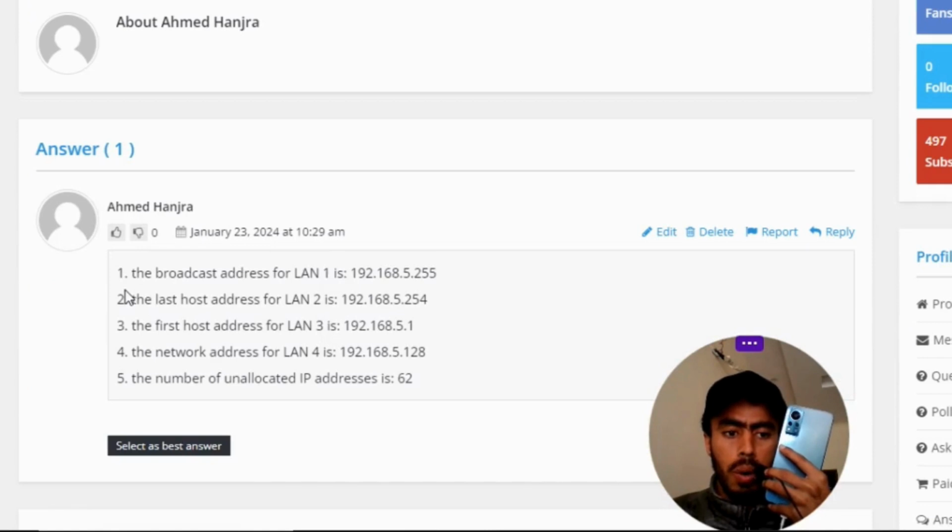The correct answer of the question: Option 1, the broadcast address for LAN 1 is 192.168.5.255. Option 2, the last host address for LAN 2 is 192.168.5.254. Option 3, the first host address for LAN 3 is 192.168.5.2. Option 4, the network address for LAN 4 is 192.168.5.128. Option 5, the number of unallocated IP addresses is 62.